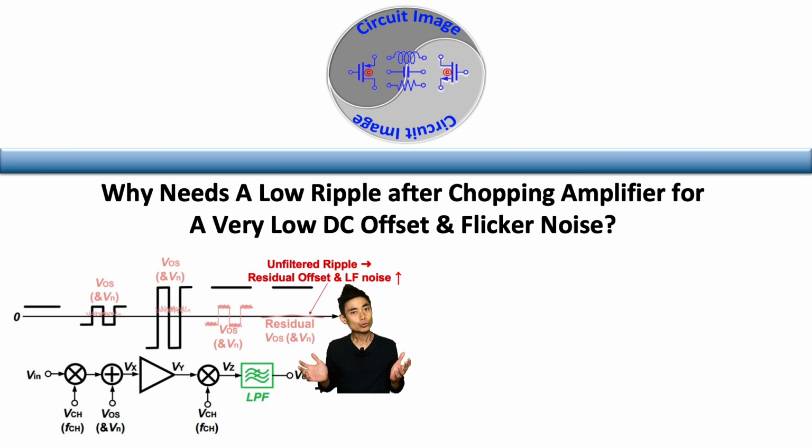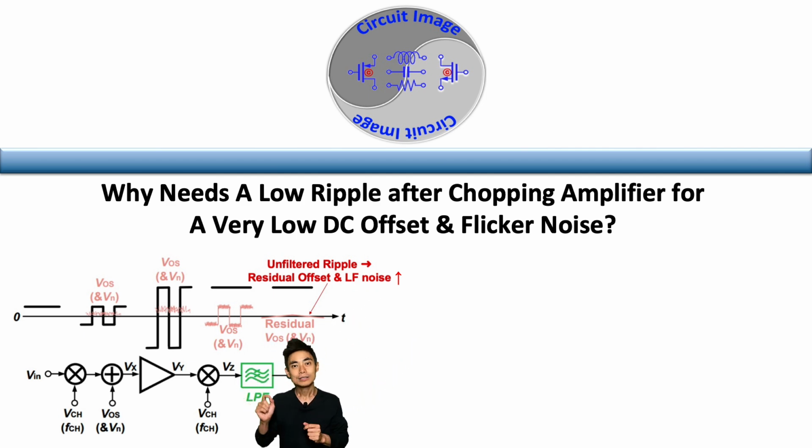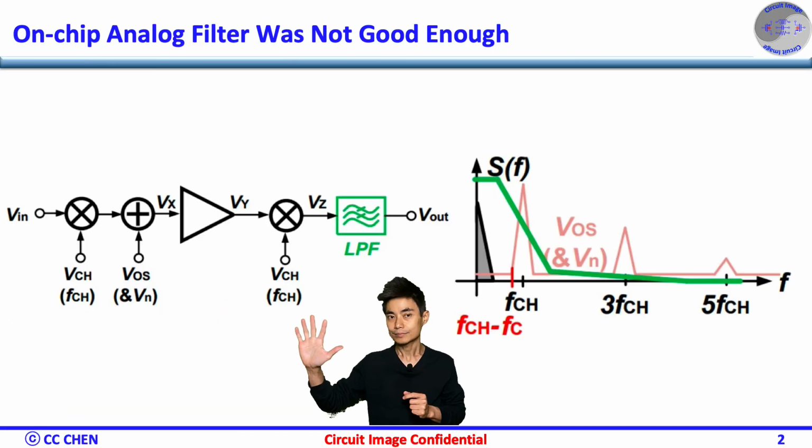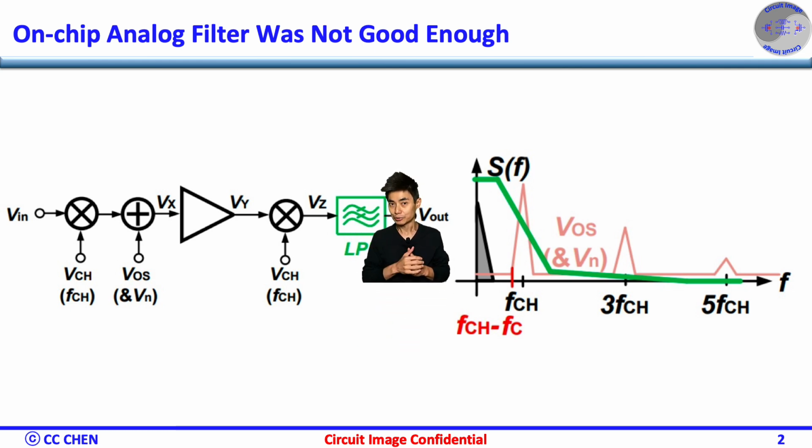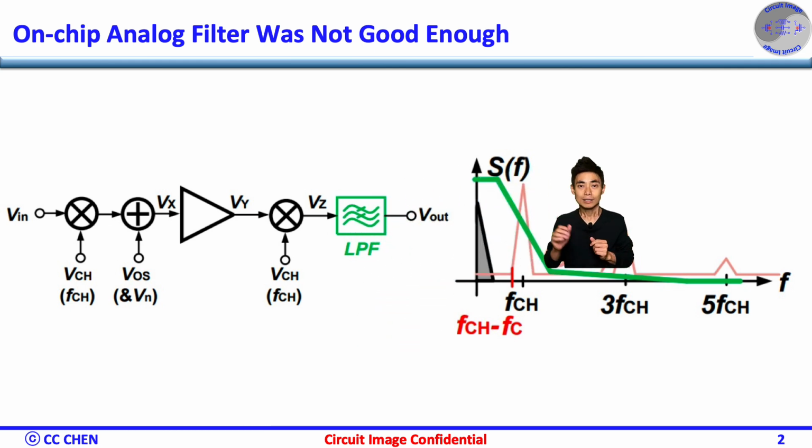But why do you have such a big ripple in the first place? Think about the filtering images for 5 seconds. Bingo! Bad filtering, or in other words, the unchopped analog filter was not good enough to have low cutoff frequencies right on the signal bandwidth. Therefore, you can still see the modulated offset inside the filter's bandwidth, especially when we cannot move the chopping frequency high enough.